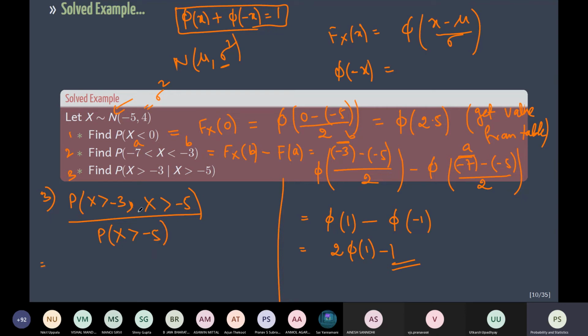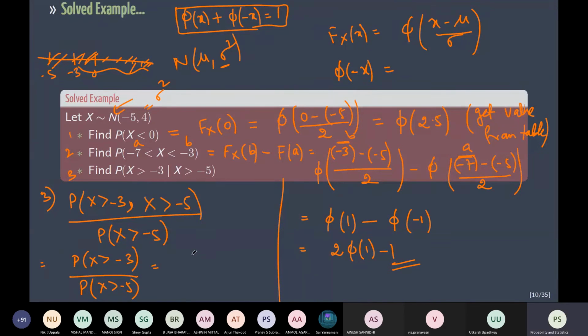So the intersection of x greater than -3 and x greater than -5 is x greater than what? This is on the negative axis, so you should not get confused. Between -3 and -5, x greater than -5 is this region, and x greater than -3 is this region. So the intersection will be x greater than -3. So it's the probability that x is greater than -3 divided by the probability that x is greater than -5.